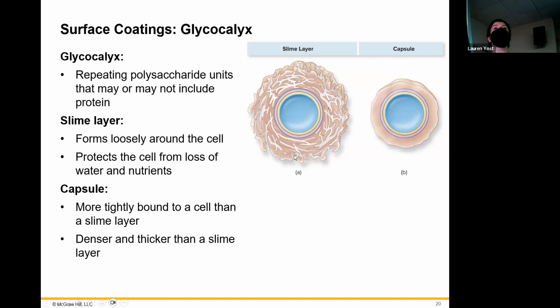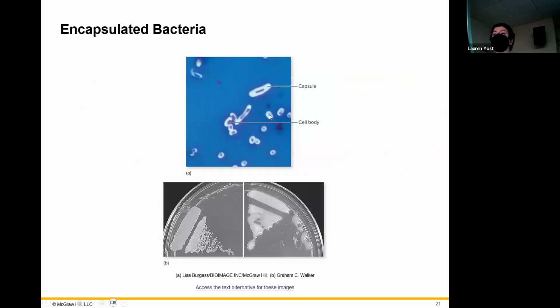And we have two different forms that you can have, the slime layer versus the capsule. The slime layer is more loosely associated, it's more watery, and it protects from loss of water and nutrients, and it also is helpful in adhesion. And then we have a different version called the capsule, which is more dense and more tightly bound around the cell. And it's typically easier to visualize. So let's look at a picture of that.